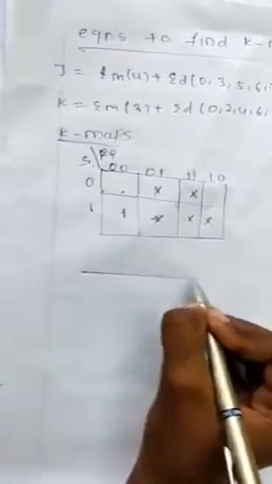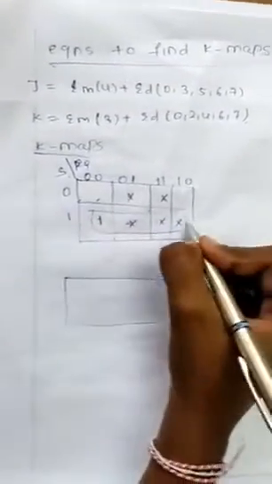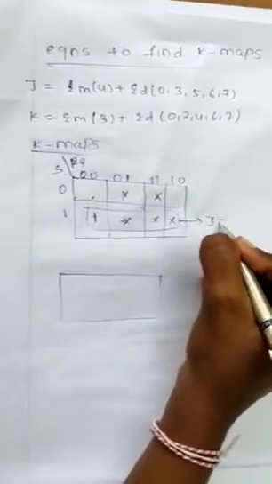Next you take another K map. So here this is the pair. So J equals to S.